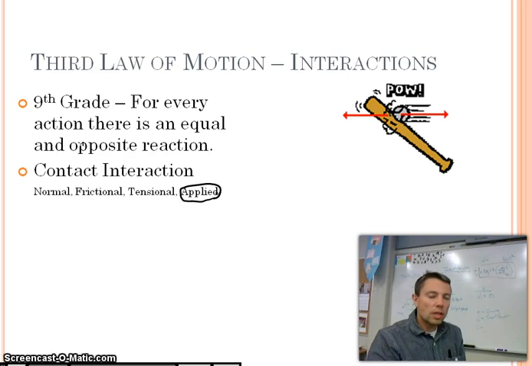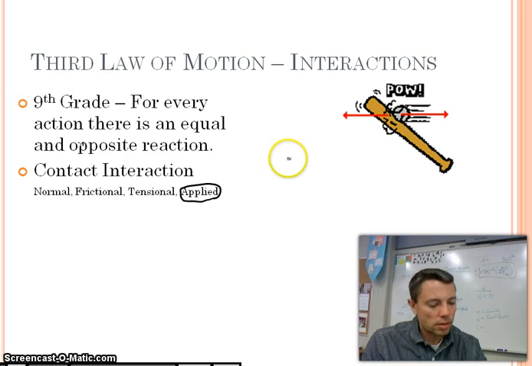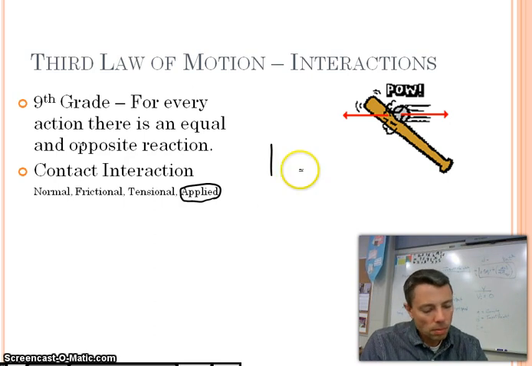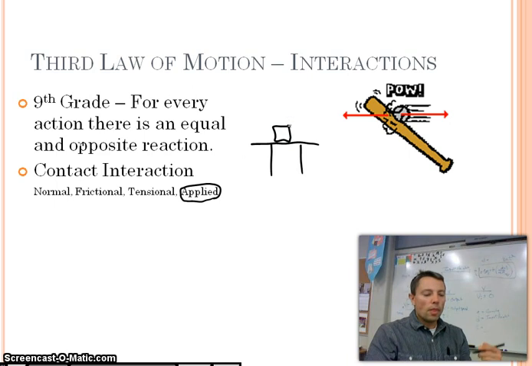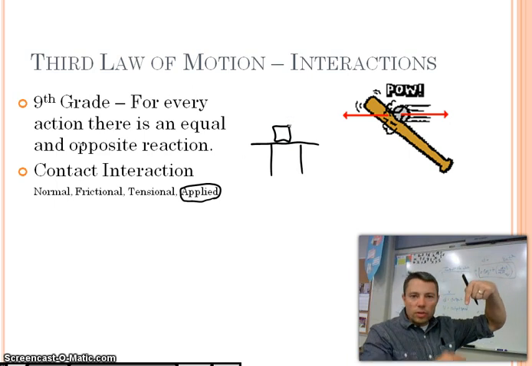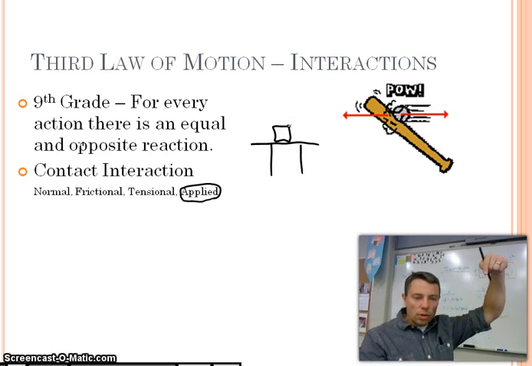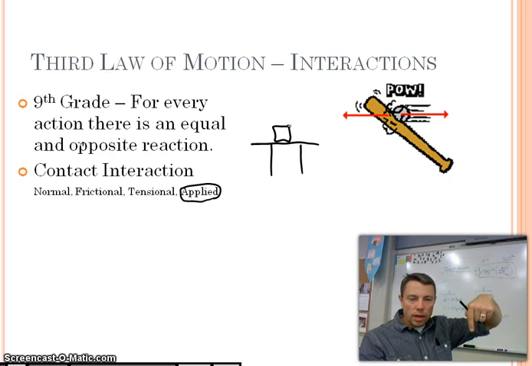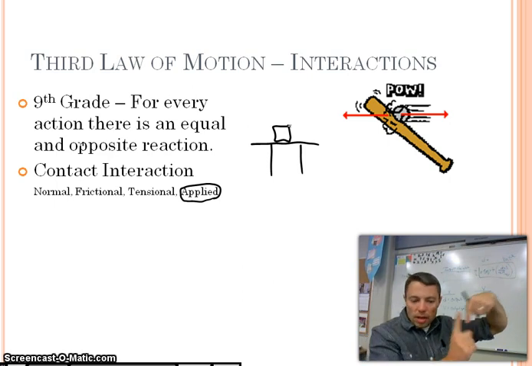The last one is the normal force, and that's the one that I think is sometimes the most confusing to understand when we look at our forces and force diagrams. So let's say I have a table here, there's my table, and I put a box on this table. The box is interacting with the table. In other words, the box applies a force on the table, and the table applies a force on the box. That's my pair. So again, forces always come in pairs.